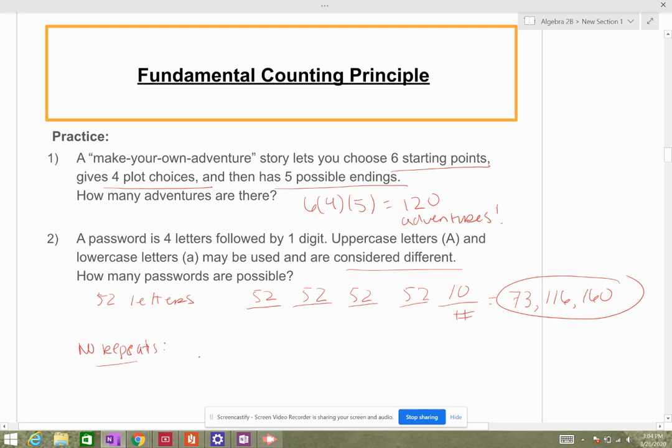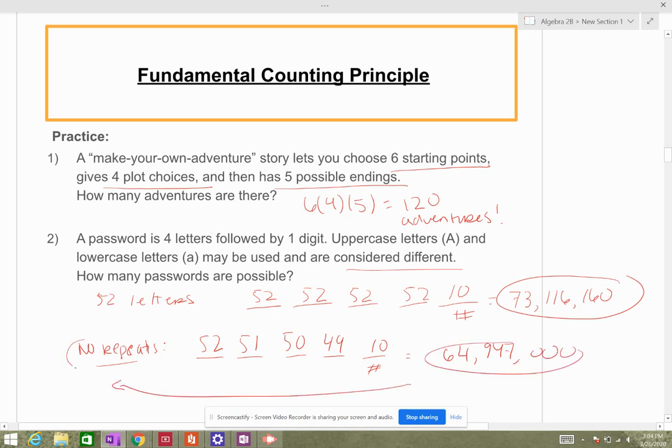If it said no repeats, I would still multiply to get my total number of options. But if I couldn't repeat that first letter, it would mean there would only be 51 options, and then 50, and then 49. There would only be 64,974,000 passwords if there was no repeats. All right. So that's our fundamental counting principle.